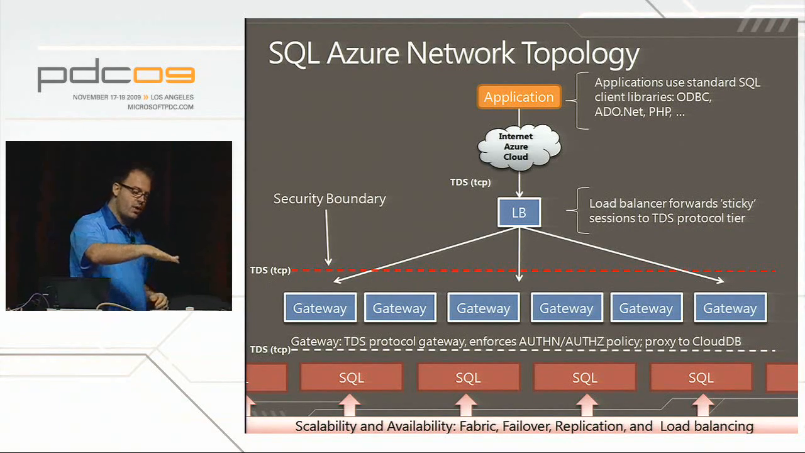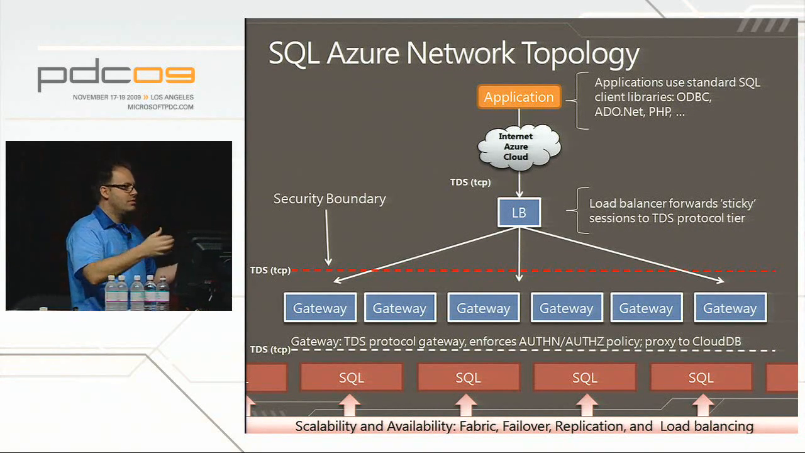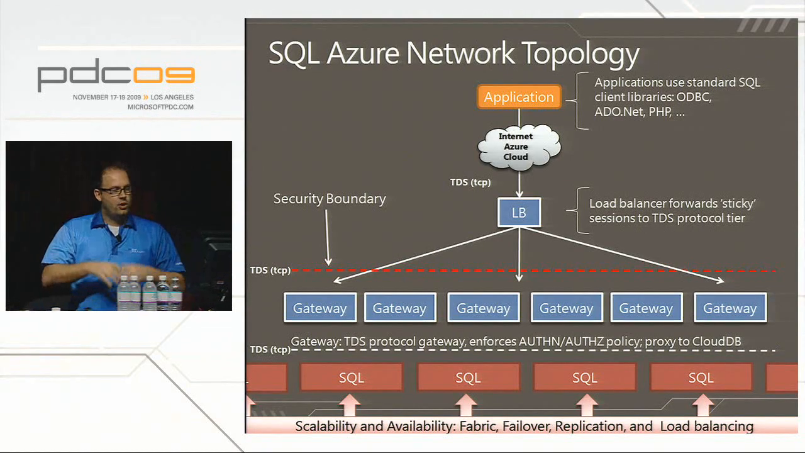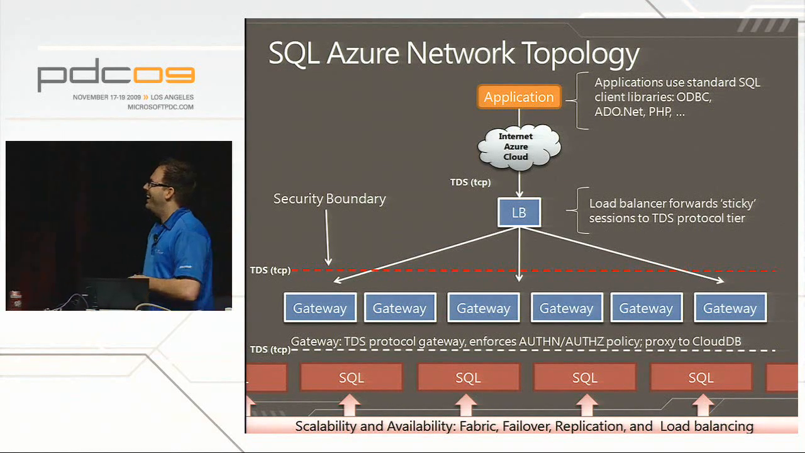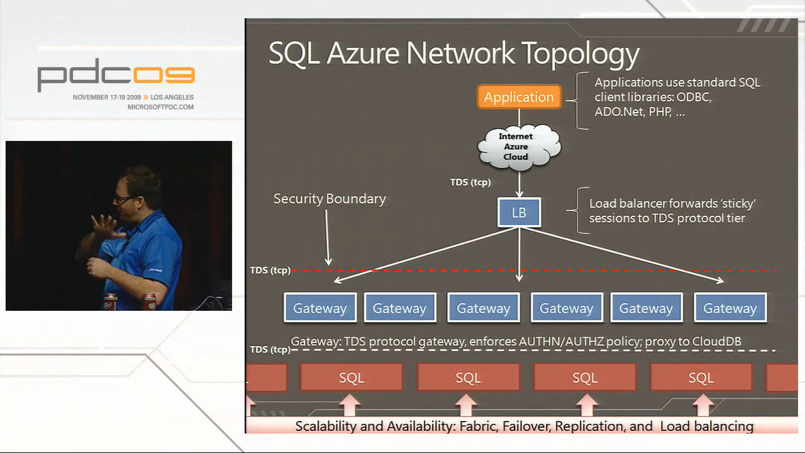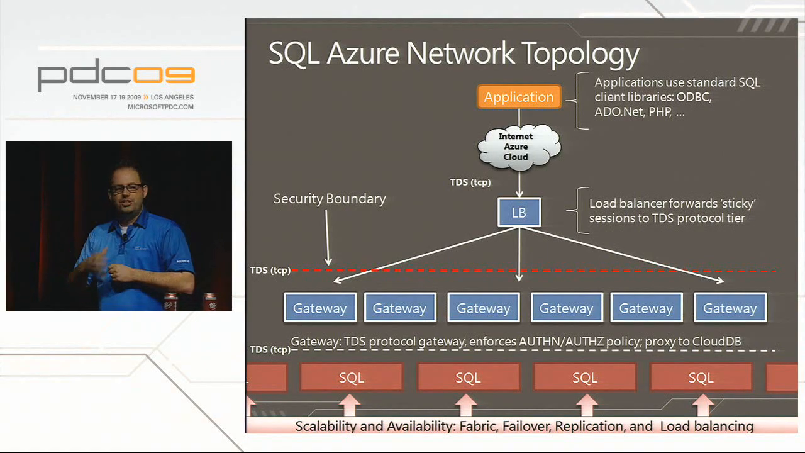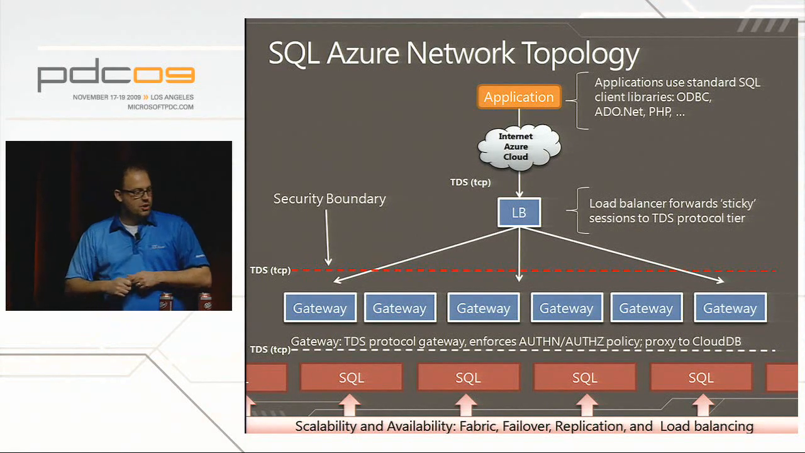And then below that, of course, as Gopal went into great detail last year, we have a fabric and failover technologies down there, making sure that each of those back-end databases is capable of detecting failure reliably and then promoting new leaders when necessary.